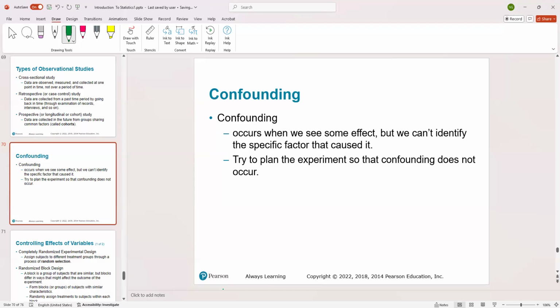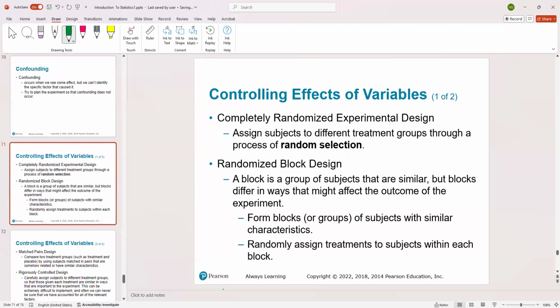So confounding is very important because it means an experimenter cannot tell the difference between the effects of different factors on the variables, right? So that's confounding. Control: completely randomized experiment design. In a completely randomized design, subjects are assigned to different treatment groups through random selection, right? So random selection. Randomized block design, because we have so many of them.